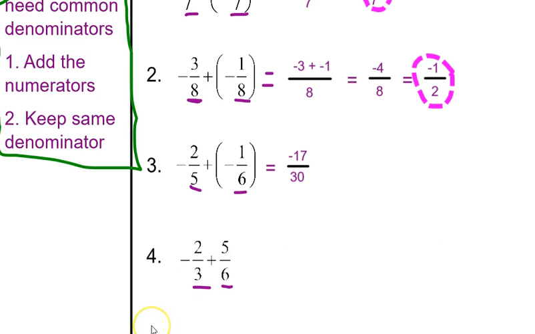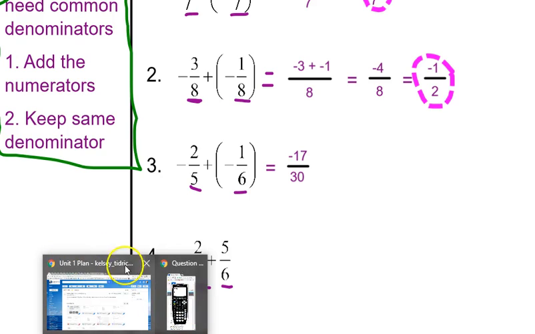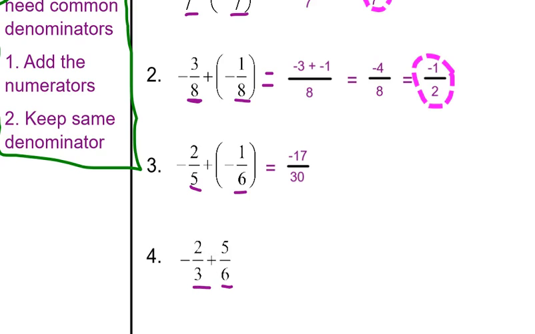Number 4, I would like you to pull up your calculator, type it in, and give it a try. Make sure you know how to do it. So pause the video right now and give it a try. You should have been able to discover that the answer was 1 over 6. If that is not the answer you got, you should pause the video and ask for some help. Make sure you know how to type this in correctly.